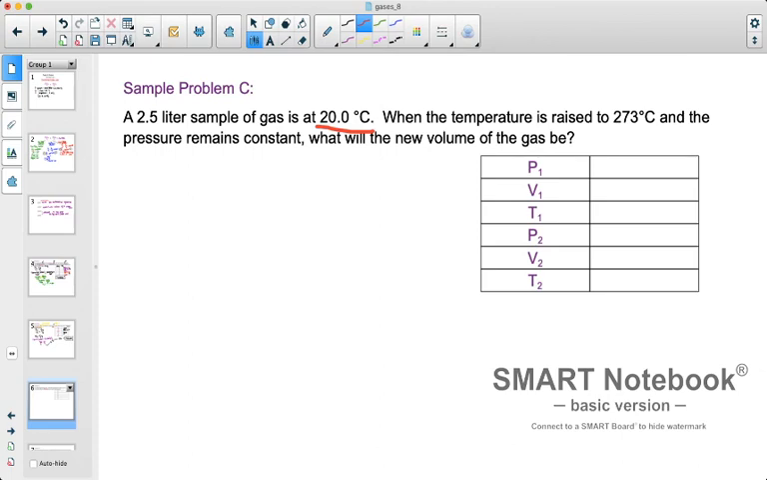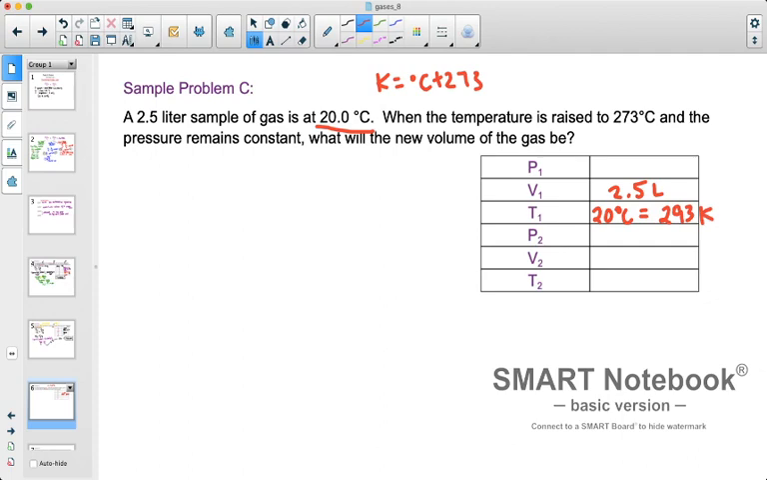So it says a 2.5 liter sample of gas. So I see liter, so I know that's my volume 1. 2.5 liters, I'm given. I am given 20.0 degrees Celsius. That's a temperature. But once I know that it's a temperature, 20 degrees Celsius, I want to convert it into Kelvin right away. So we already know that Kelvin equals degrees Celsius plus 273. So 20 degrees Celsius is really just 293 Kelvin.